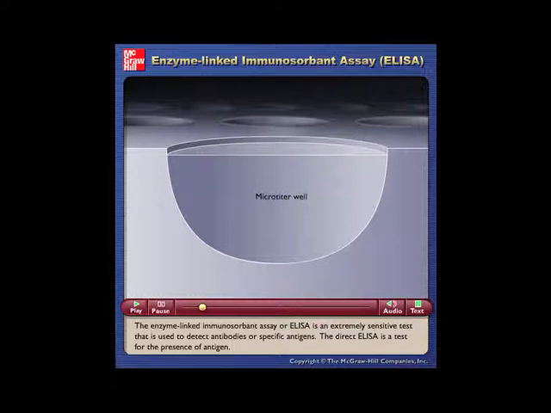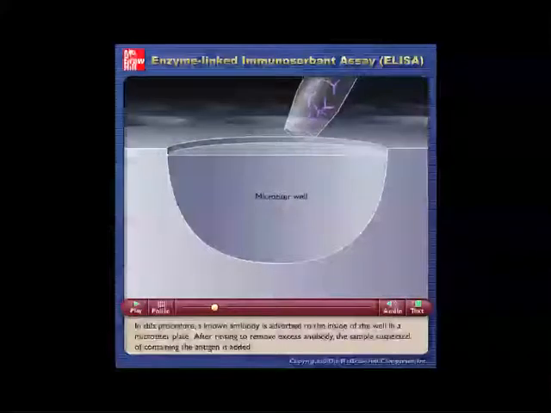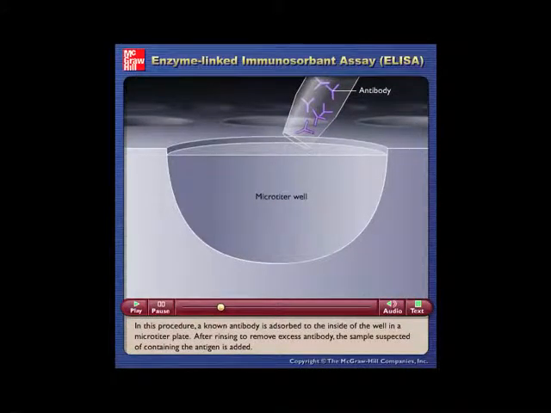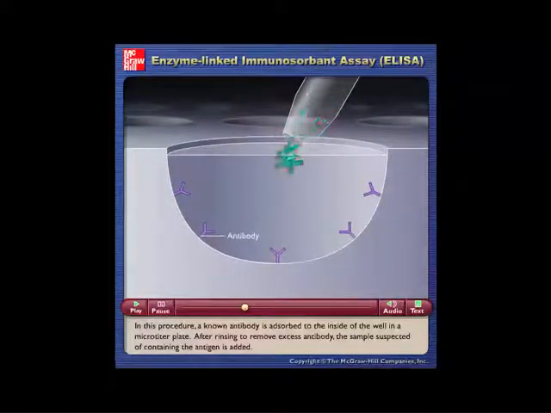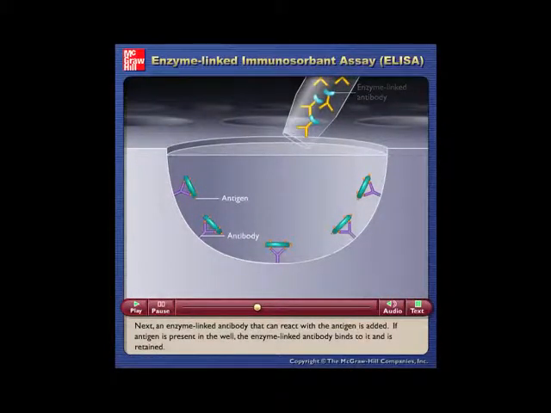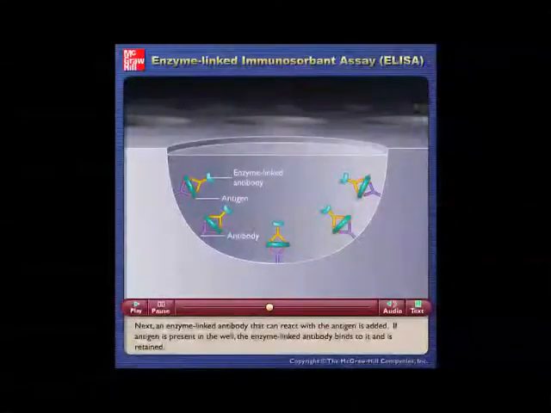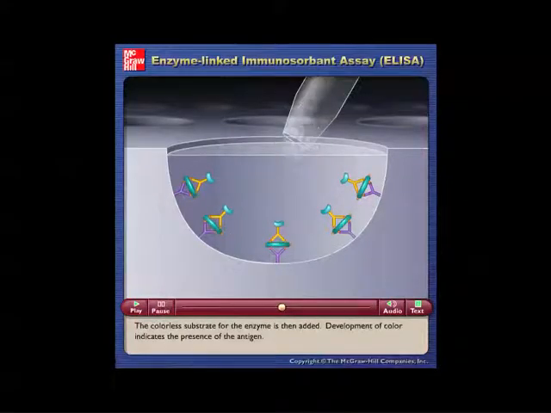antibodies or specific antigens. The direct ELISA is a test for the presence of antigen. In this procedure, a known antibody is adsorbed to the inside of the well in a microtiter plate. After rinsing to remove excess antibody, the sample suspected of containing the antigen is added. Next, an enzyme-linked antibody that can react with the antigen is added. If antigen is present in the well, the enzyme-linked antibody binds to it and is retained. The colorless substrate for the enzyme is then added. Development of color indicates the presence of the antigen.